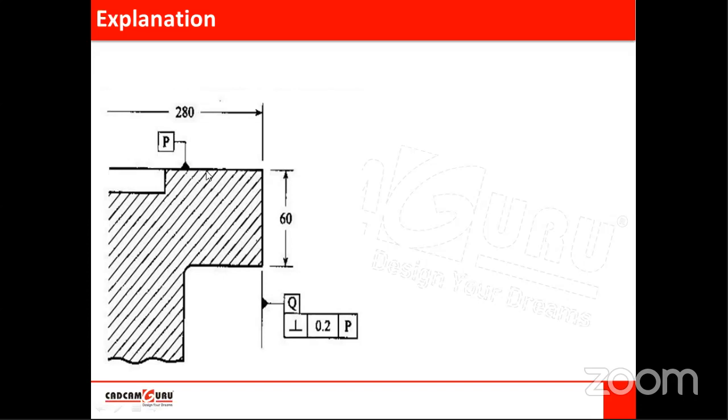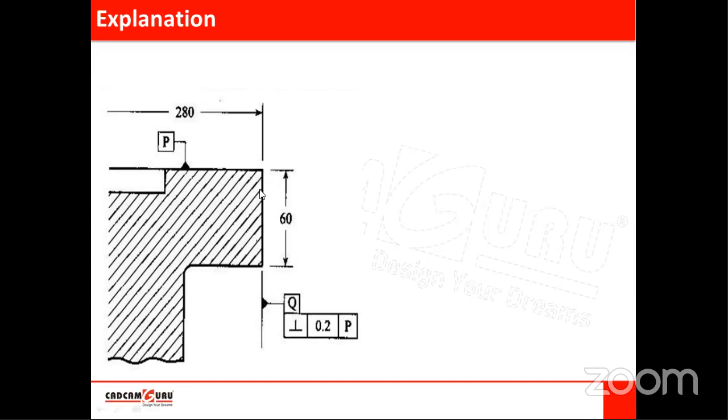Again, a large surface might be the datum. It is not true all the time that the large surface is the datum, but it's a broader way. You can say a large surface can be considered as a datum.